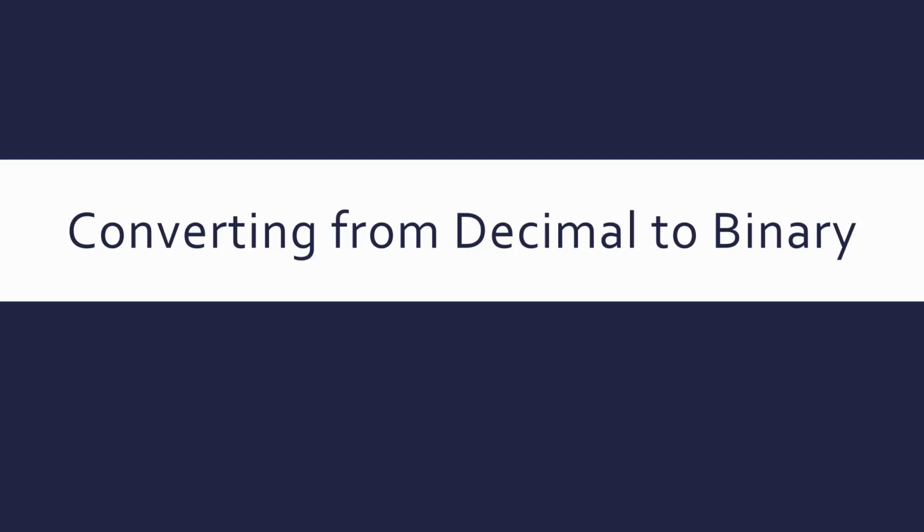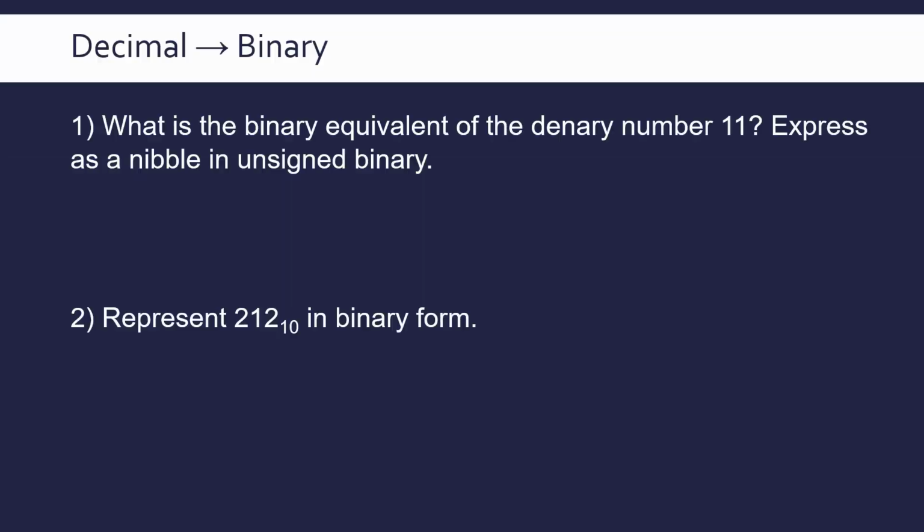Having converted from binary to decimal, let's now do the other way around and convert from decimal to binary. This is in theory a little bit trickier, so make sure you've got the binary to decimal nailed down before we start. So I'll go through these two questions. Again, like last video, please pause and try these if you know how to do this already, but I'll go through them now.